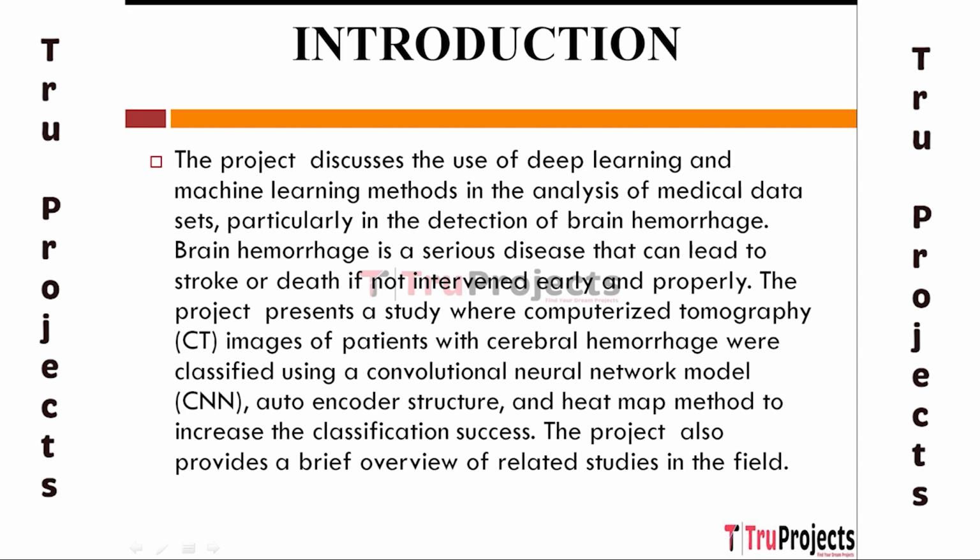The research describes a study in which CT scans of patients suffering from cerebral hemorrhage were classified utilizing a convolutional neural network model (CNN), autoencoder structure and heat map method to improve classification success. The project also includes a synopsis of similar studies in the topic.